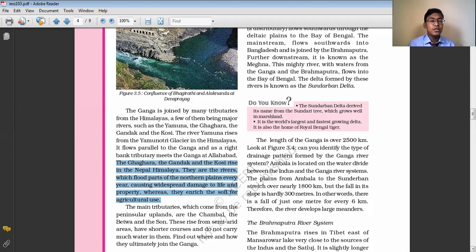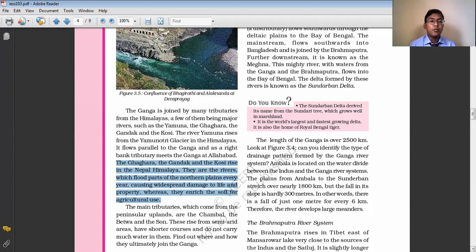These three rivers, the Gandak, the Kosi, and the Ghagra, are mainly responsible for large-scale floods. These three rivers basically cause a huge flood-like situation in our country, basically in the northern plains. Every year during the rainy season, a flood takes place in the northern plains of our country because of these three important tributaries of river Ganga, that is the Ghagra, the Gandak, and the Kosi.